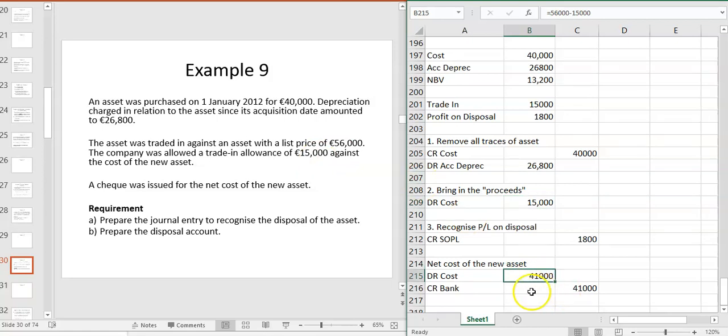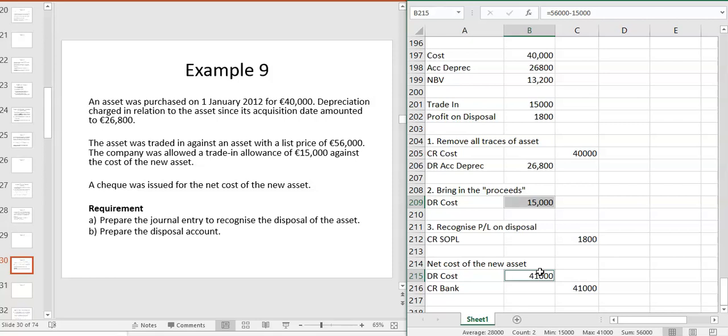So that will be debit the cost account. So you're now taking out the cost of 40 for the old asset, bringing in a cost of 56 for the new asset. And you're paying bank of only 41 because you're disposing of another asset as a trade-in. So the trade-in is not a million miles away from a normal disposal. What you have to watch for there is you're not debiting bank. You're debiting the cost of a new asset.